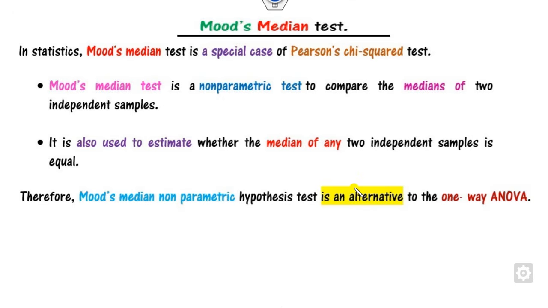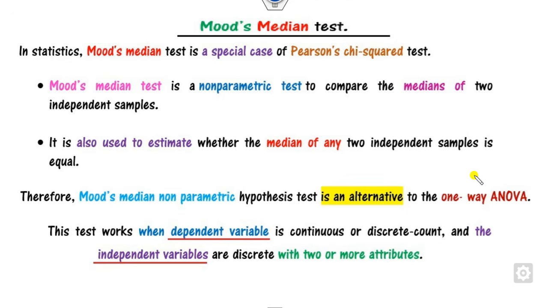So you can say this is an alternative to the one-way ANOVA. All of you know that one-way ANOVA is parametric. Whenever you have normal distribution assumptions, it is called parametric testing of hypothesis. But whenever you are working with a non-parametric test, the alternative to the one-way ANOVA is the median test. Also, we have discussed that the Kruskal-Wallis test is also an alternative to this one-way ANOVA. But we will see the difference between them in a couple of slides.